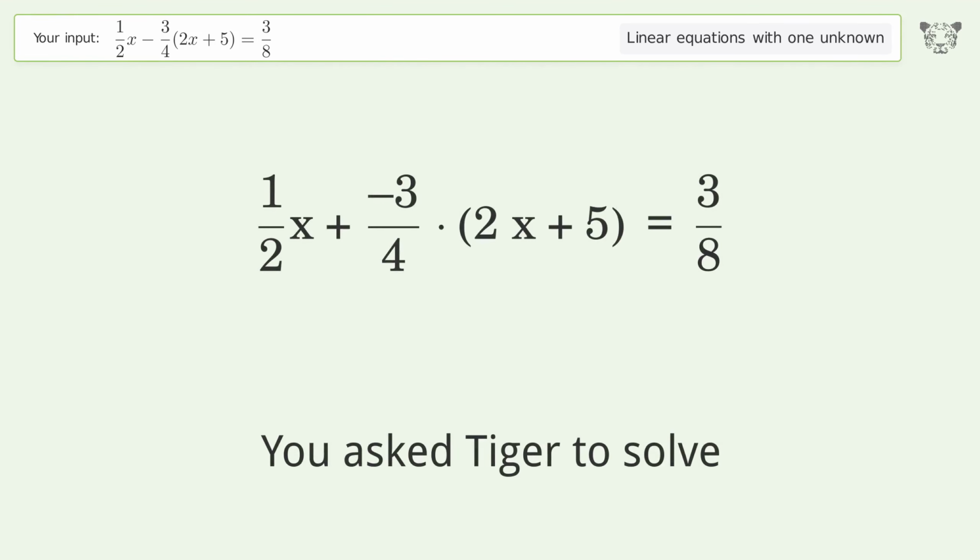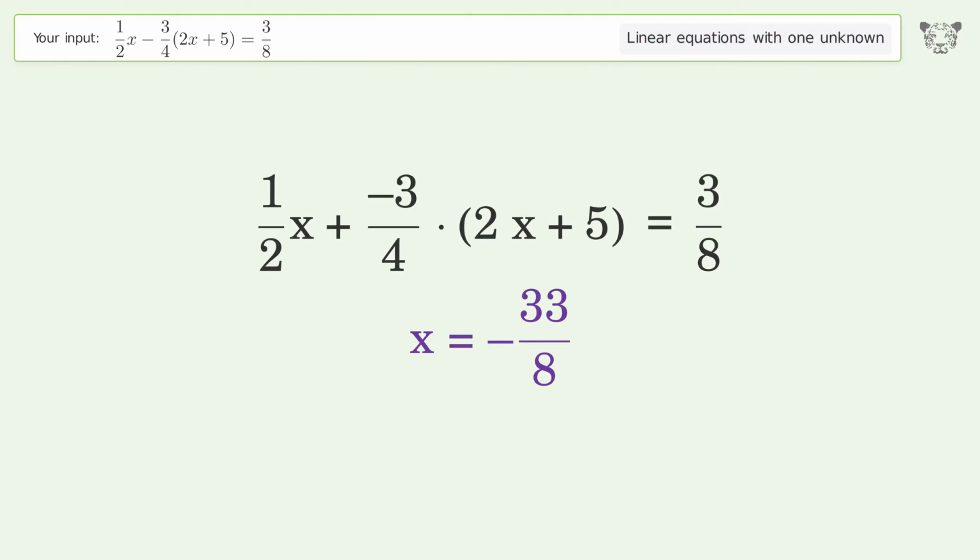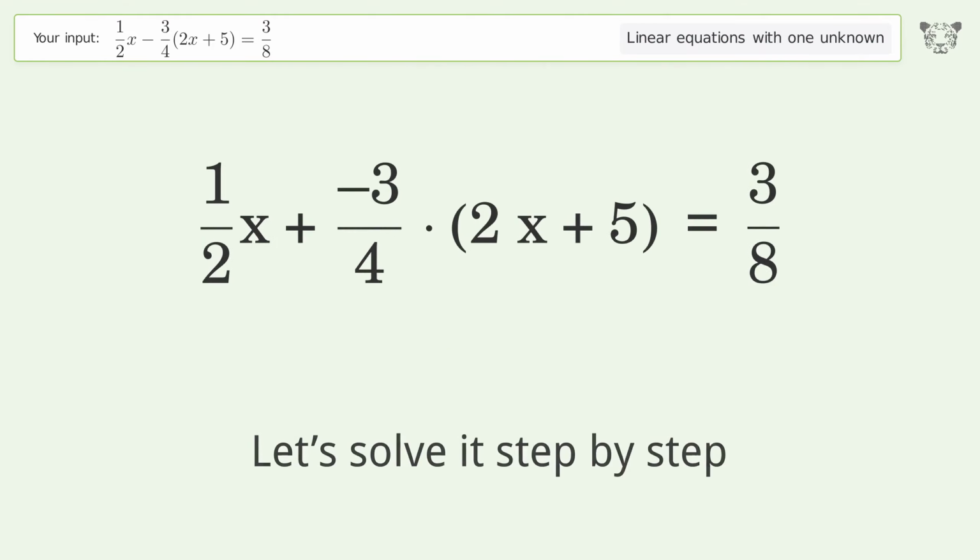You ask Tiger to solve. This deals with linear equations with one unknown. The final result is x equals -33/8. Let's solve it step by step.